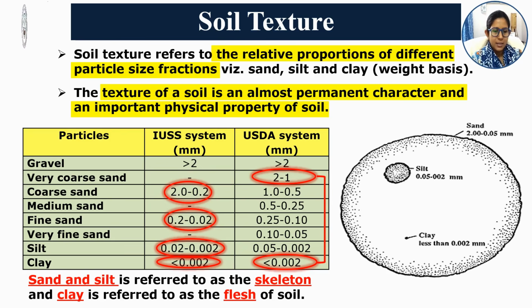And sand and silt are the coarser fragments which are referred to as the skeleton, and clay is referred to as the flesh of the soil, or clay is the matrix where the different reactions take place, whereas sand and silt together give the structural support or the skeletal support to the soil system.